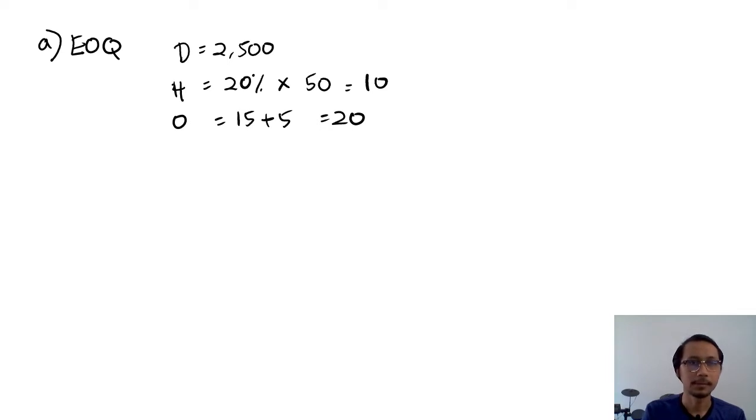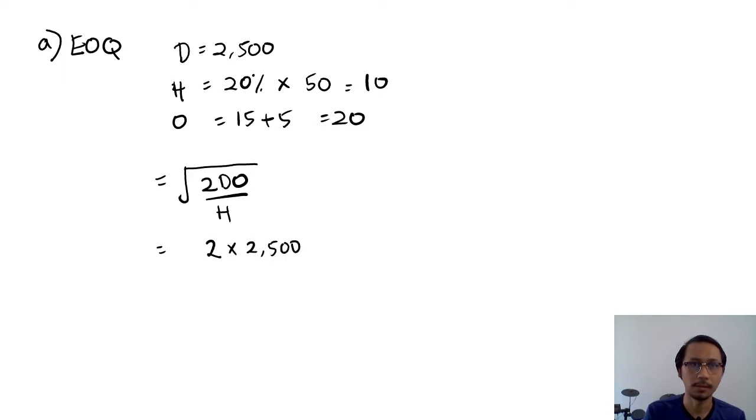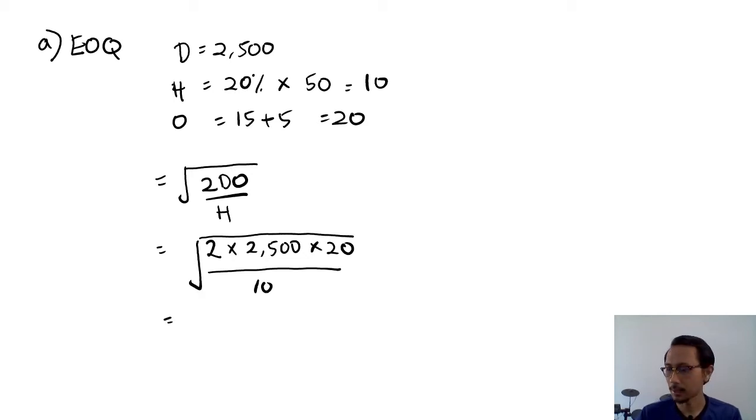Then come with your formula, square root of 2DO divided by H, and put everything that you have in your formula. 2 times 2,500 times 20 divided by 10, and square root. Now let's calculate. Then you will get your answer as 100. So EOQ is 100 units.